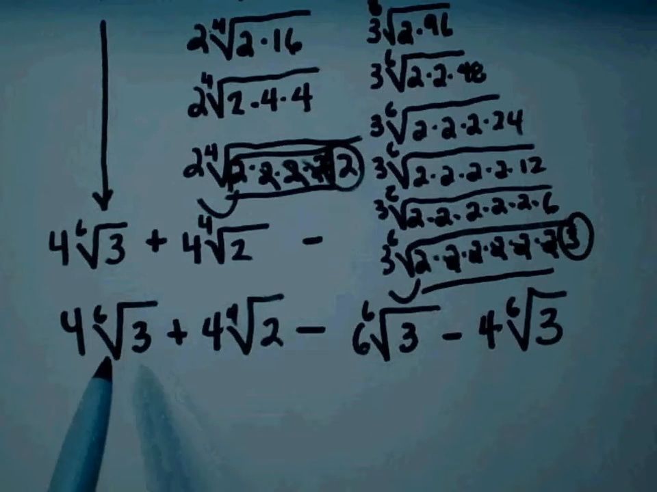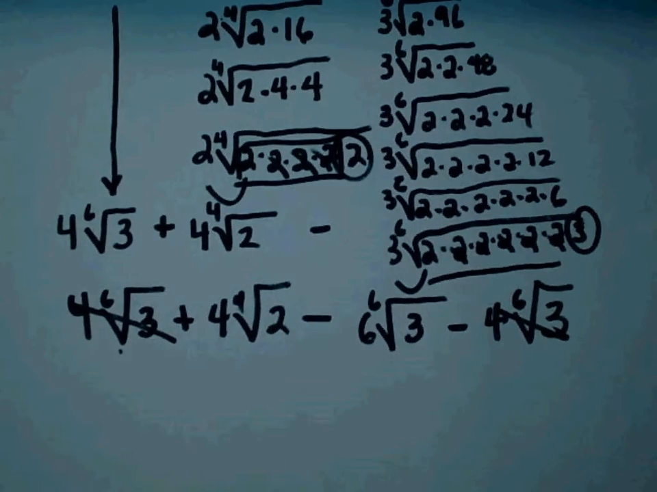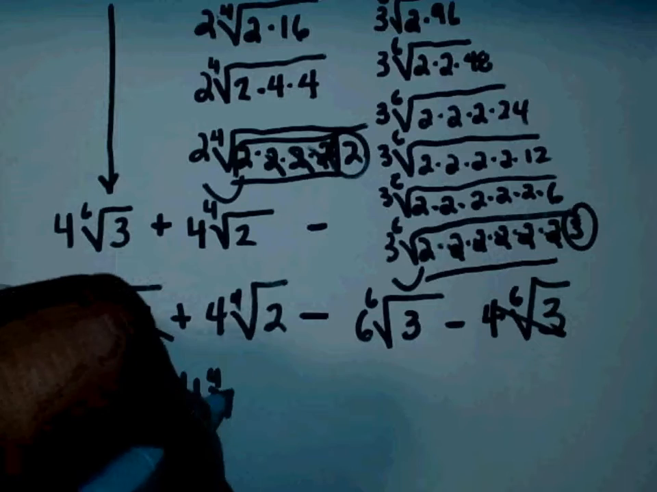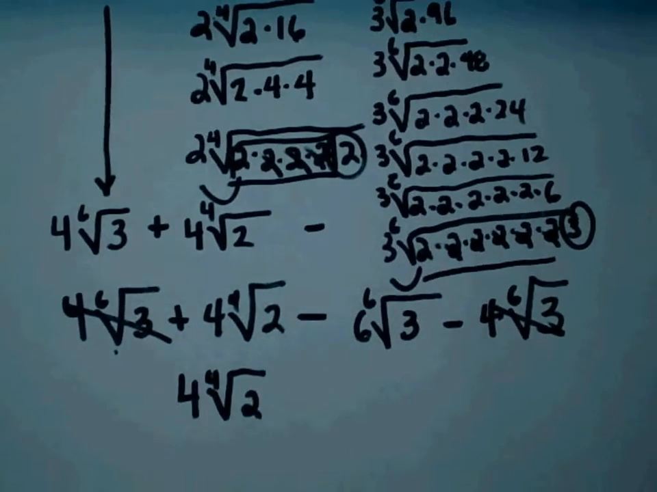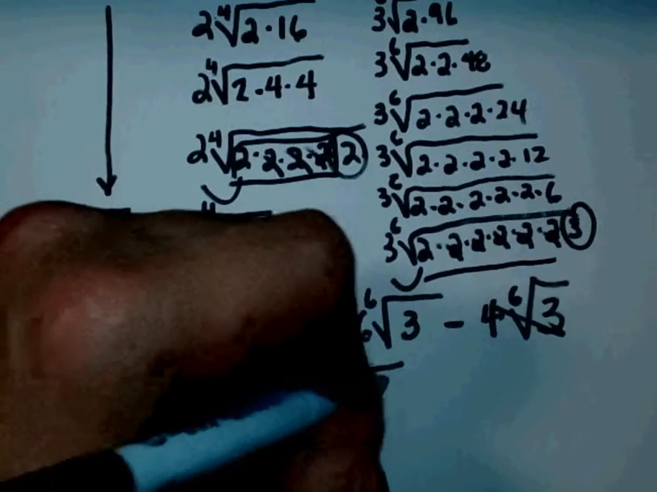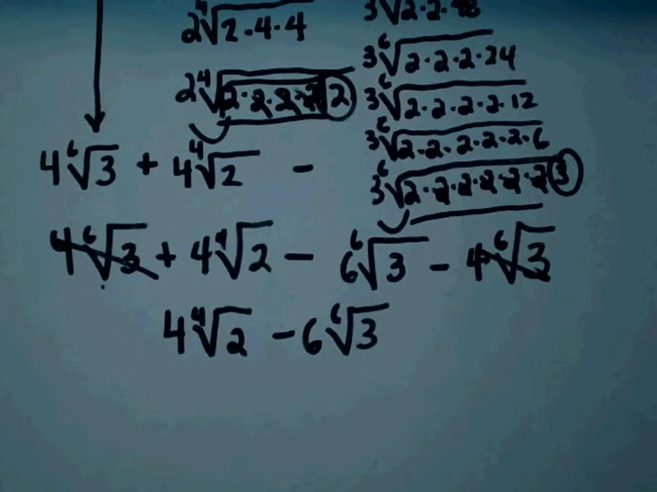All right, and so I know that that one minus that one, that's going to happen. Do y'all agree? And so what I'm left with is 4 times the 4th root of 2 and 6 times the 6th root of 3. Okay. A lot of paying attention to details.